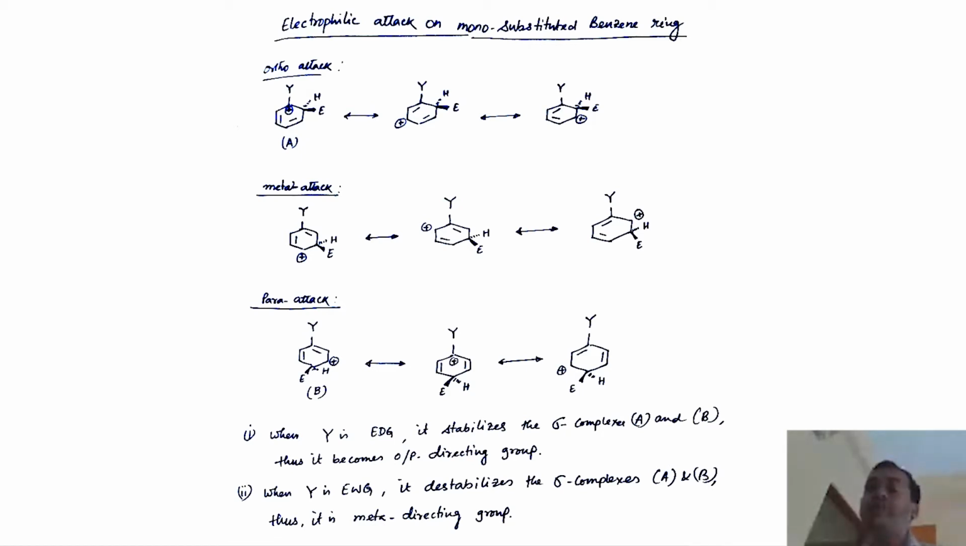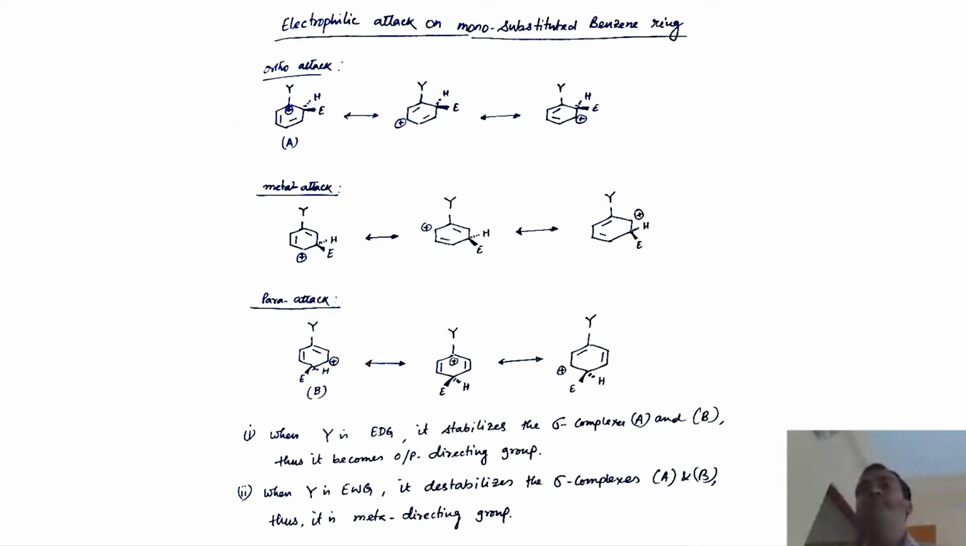So there are two things. I'll again discuss in the next slide. So what are the two things? One is the rate of reaction, and the second is the orientation. Orientation means ortho para or meta orientation. Rate of reaction means how fast the reaction is happening as compared to benzene itself.